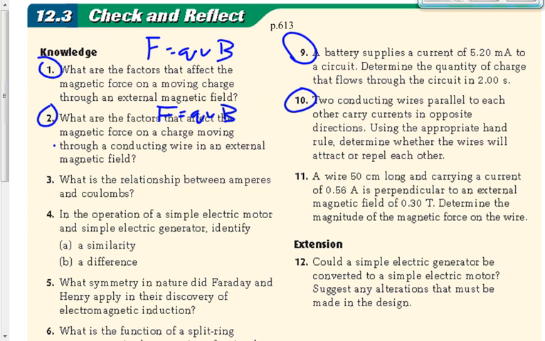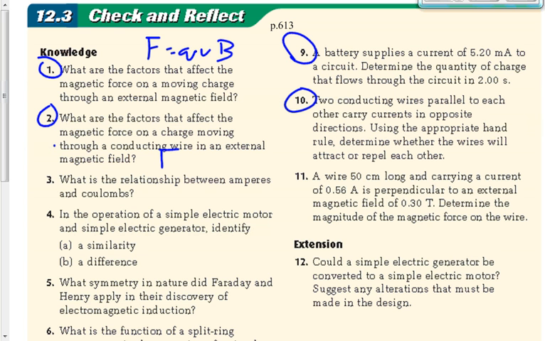Because notice they're asking us for the factors that affect the magnetic force on the charge. They're not asking for the factors that affect the magnetic force on the wire or the conductor. They're asking for the factors that affect the force on the charge. That's going to be Q, that's going to be V, that's going to be B, and then that's going to be the direction again. Now, what I think they want to ask here, not what they actually are asking for, is, what are the factors that affect the force on the wire, okay, the force on the conductor?